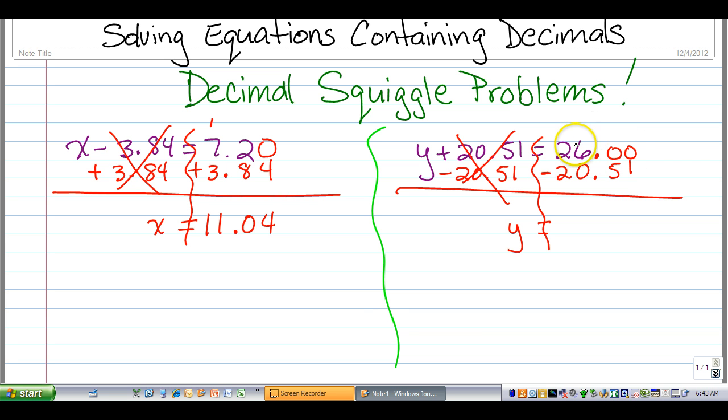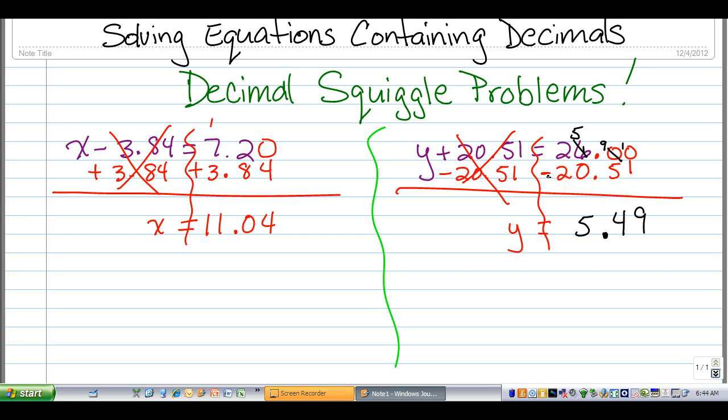All right, so I have to go over here to the 6, regroup, put a 5 there, put a 9 there, and this is a 10. So 10 minus 1 is 9. 9 minus 5 is 4. Bring down my decimal. 5 minus 0 is 5. And 2 minus 2 is 0. So y equals 5.49. So squiggle problems, exactly as we've done before. Just be careful, like I wasn't, and make sure you watch your signs.